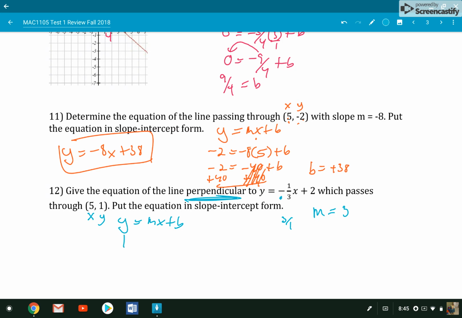So I'm going to look at y equals 3 times 5 plus b. So 1 equals 15 plus b. -14 is what my b value is. Just take away that 15 on both sides. So I'm looking at y equals 3x minus 14.